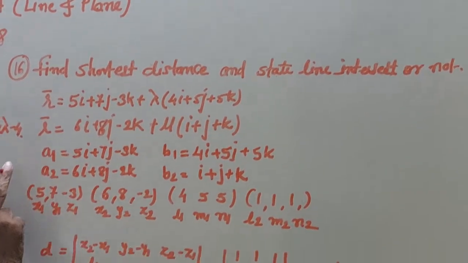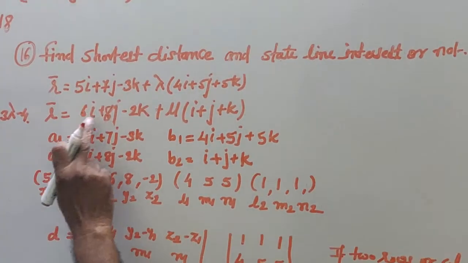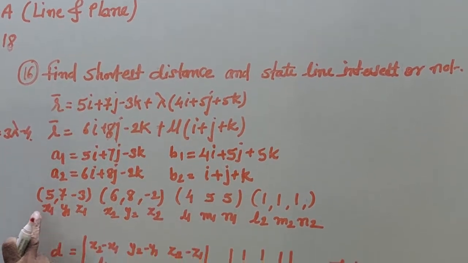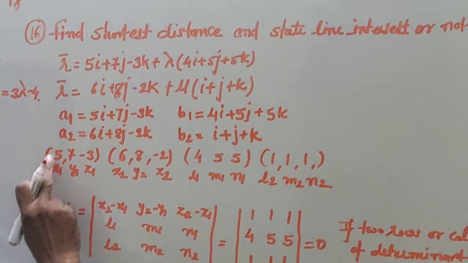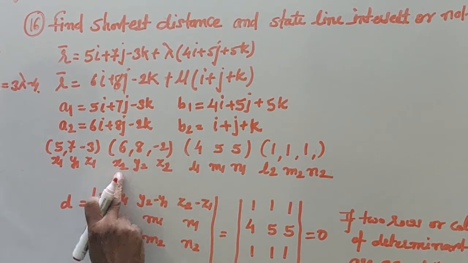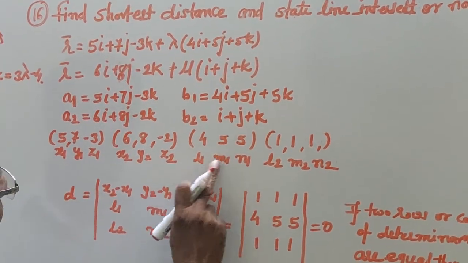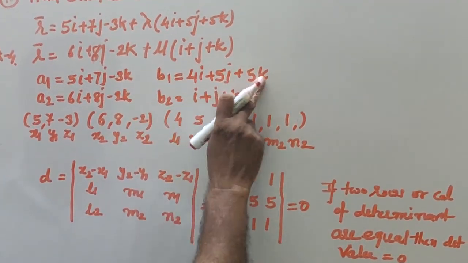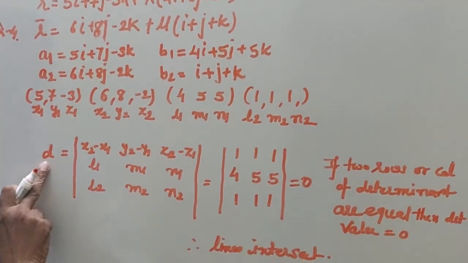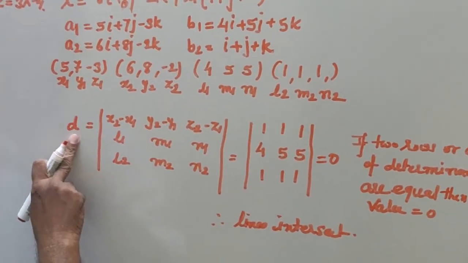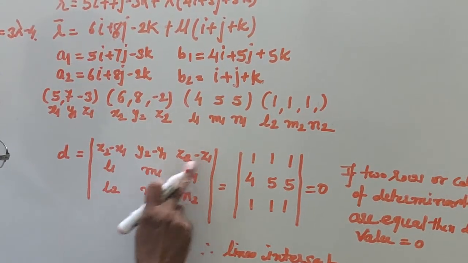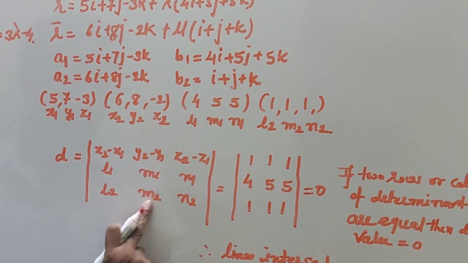Okay. Now my a1 is equal to this, a2 is equal to this, b1 is equal to this, b2 is equal to this. Now I will get x1, y1, z1 as 5, 7, minus 3, x2, y2, z2 is 6, 8 and minus 2. Then l1, m1, n1 is 4, 5, 5 and 1, 1, 1 are l2, m2 and n2. By the formula I already told you that d is equal to x2 minus x1, y2 minus y1, z2 minus z1, l1, m1, n1, l2, m2, n2.